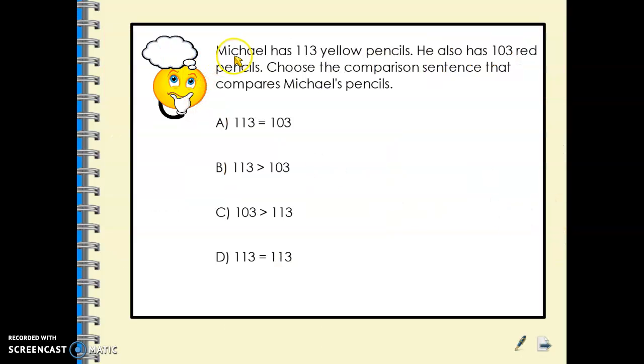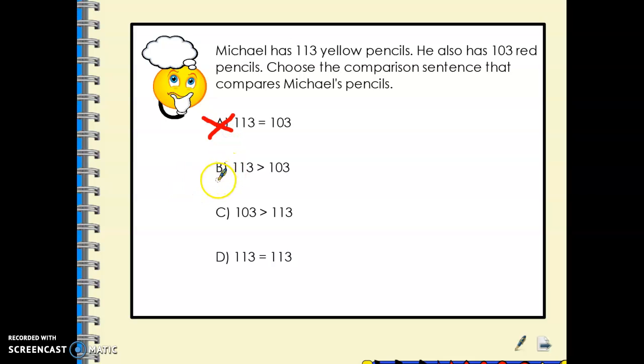All right, let's see. This problem says Michael has 113 yellow pencils. He also has 103 red pencils. Choose the comparison sentence that compares Michael's pencils. All right, so let's look at our answer choices. Choice A says 113 equals 103. We know that they are not equal. That cannot be our answer.